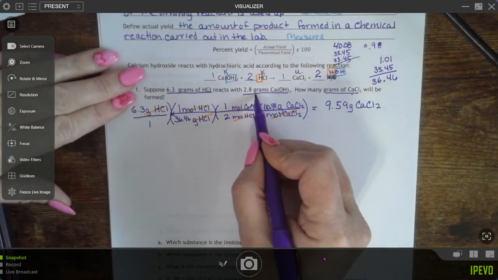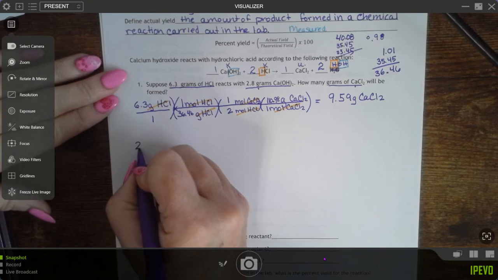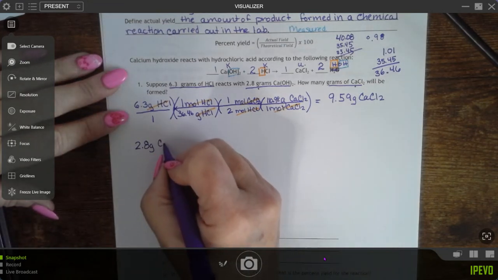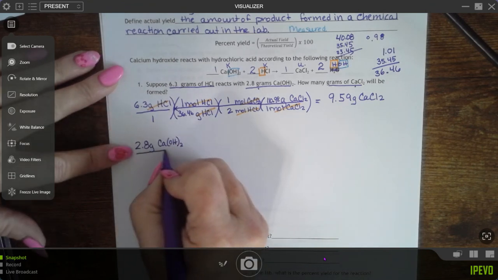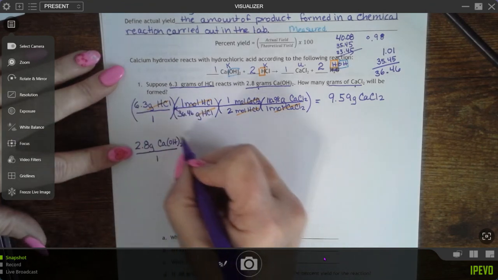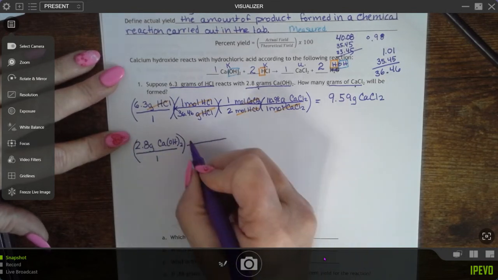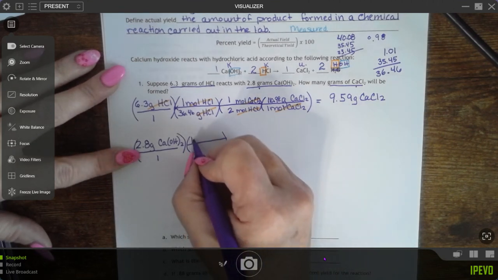Okay, now we're going to go back and do the exact same calculation, only we're going to start with calcium hydroxide. So 2.8 grams of CaOH2. I'm going to do the exact same thing. So we have to first convert from grams of CaOH2 to moles of CaOH2.